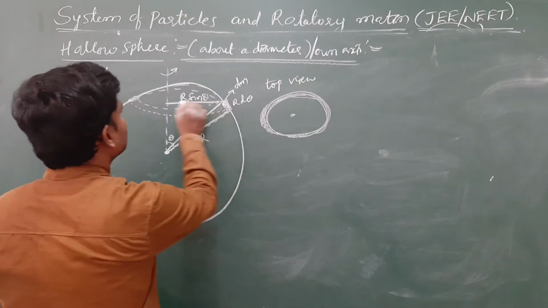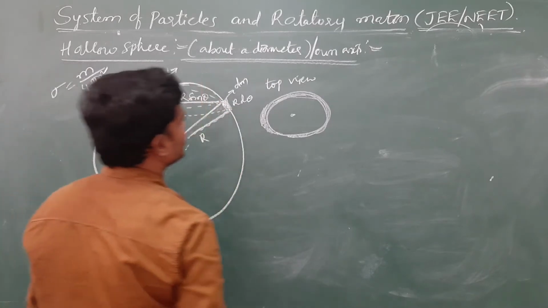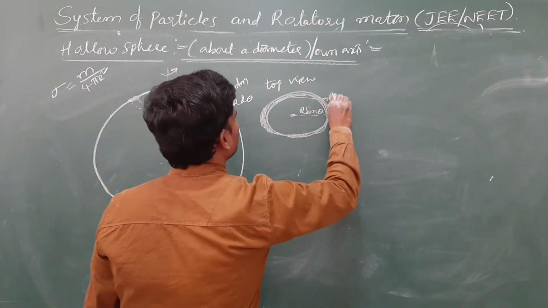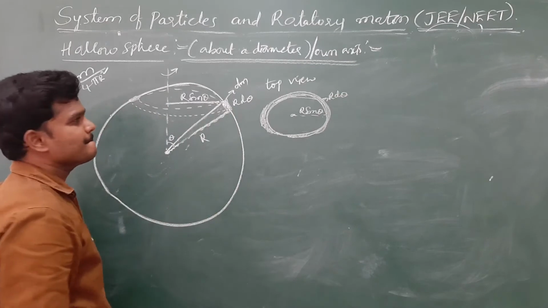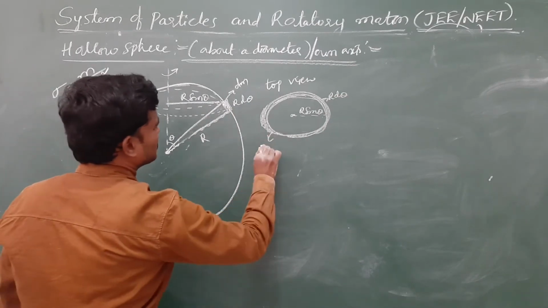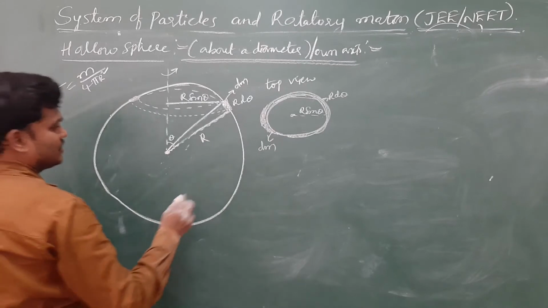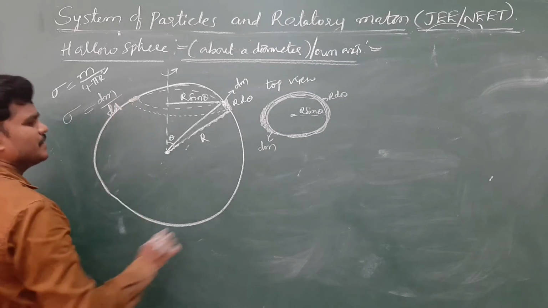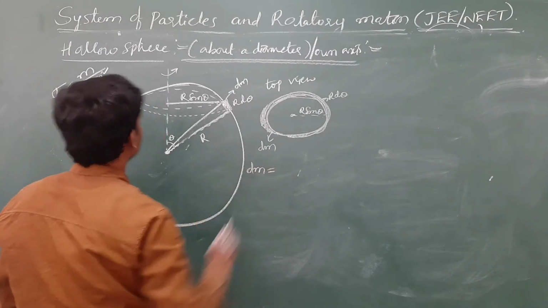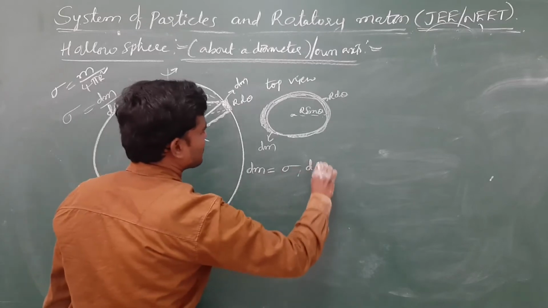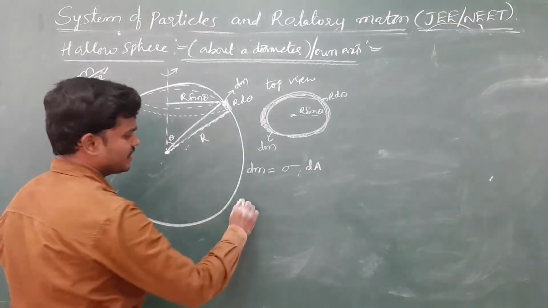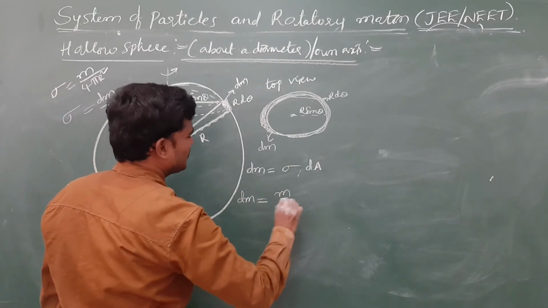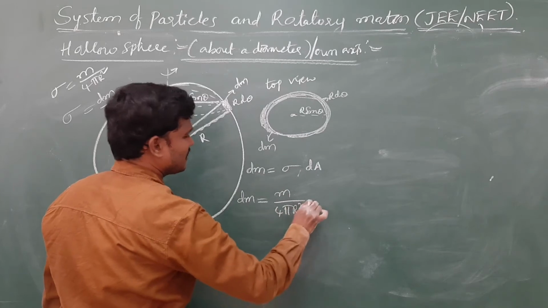Okay, see, this one is what? r cos theta, and r sin theta is the radius, and this thickness is what? r d theta, and this mass is what? dm. Okay, so sigma is equal to, for a small part, dm by dA. So dm is equal to sigma dA. What is sigma? Sigma is m by 4 pi r square.